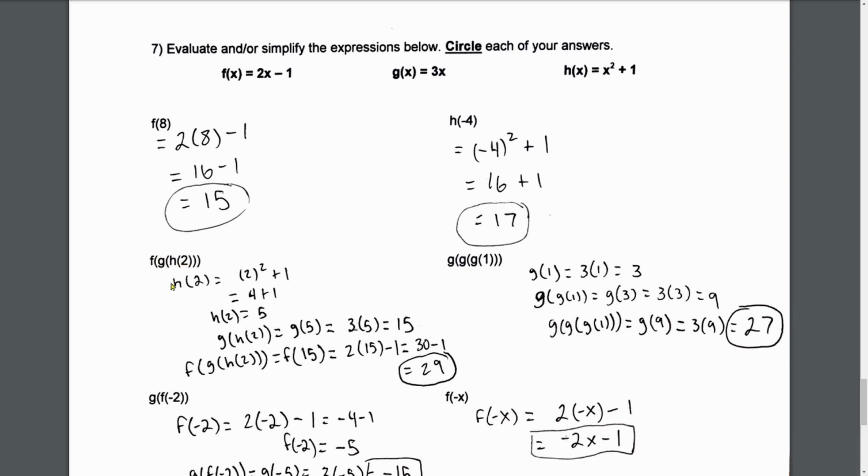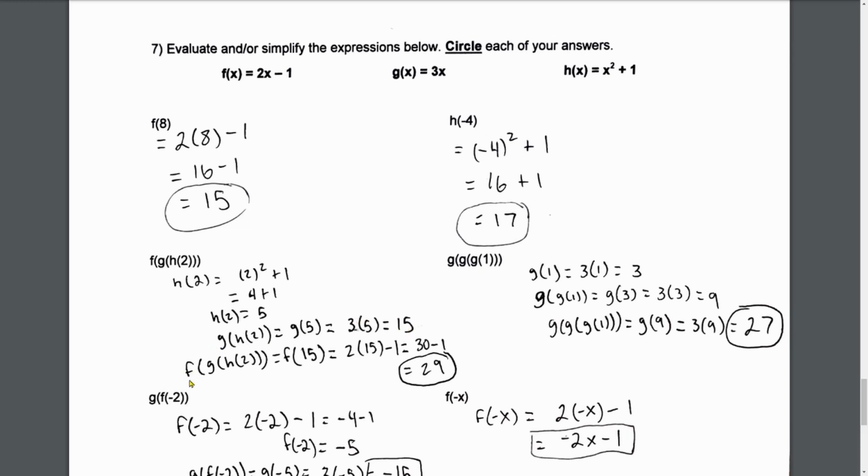So I've written down h of 2 is going to equal, we plug in 2 for this x squared plus 1. So we get 4 plus 1. So our h of 2 equals 5. So if we evaluate g at h of 2, which we found is 5, g of 5, we now take 5 and plug it into the g of x function, and we get 3 times 5, and that equals 15. So now we know that g of h of 2 is 15.